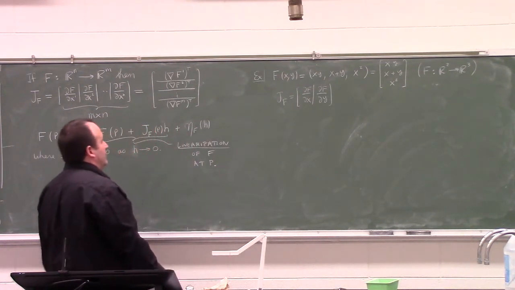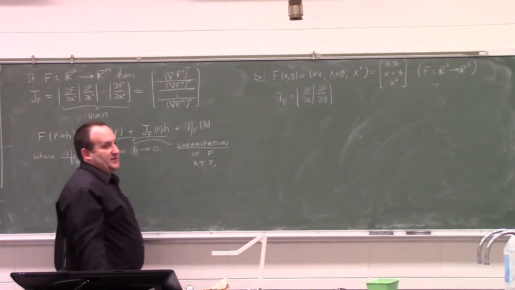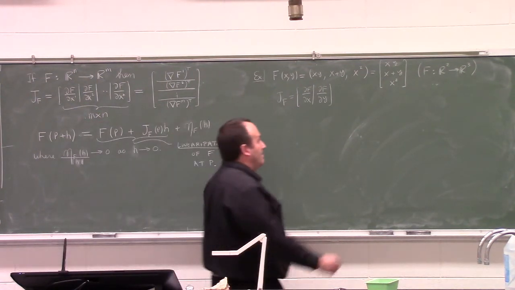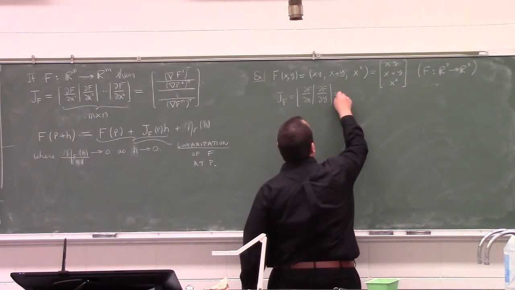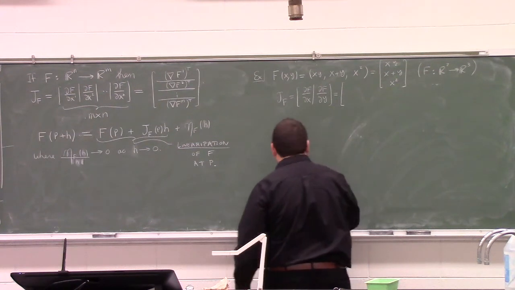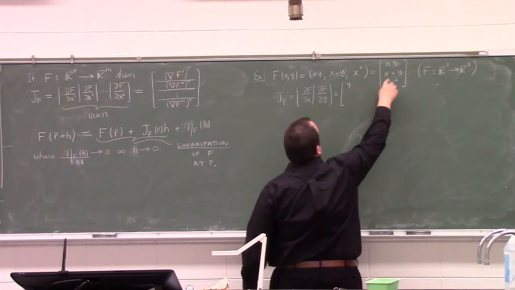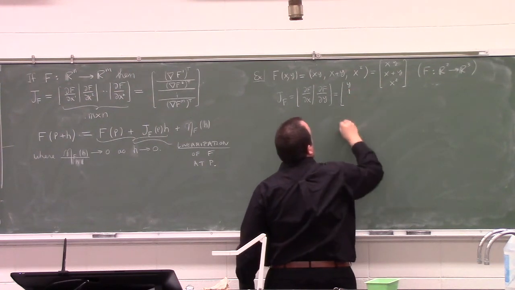All right, so great. What actually goes there? What's the partial derivative with respect to x? It's y, 1, 2x.